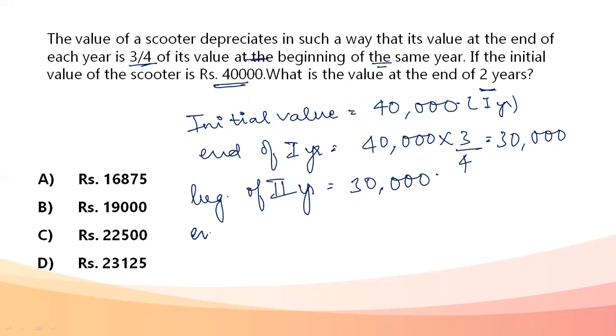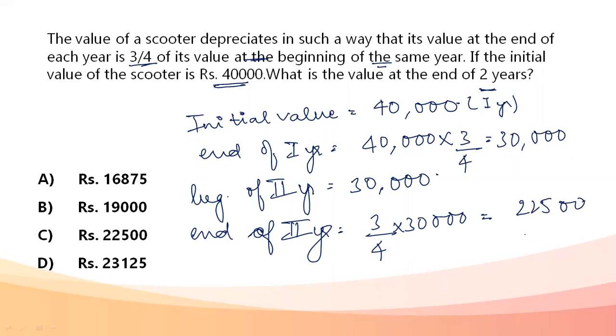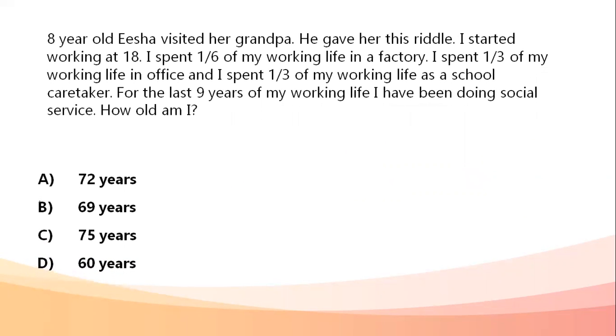Okay, now the end of the second year is what we need the answer for. At the end of the second year, it would be three-fourths of this 30,000 only. So three-fourths of 30,000 comes out to be 22,500. That is its value at the end of the second year, option C, 22,500. Very easy. Next question.